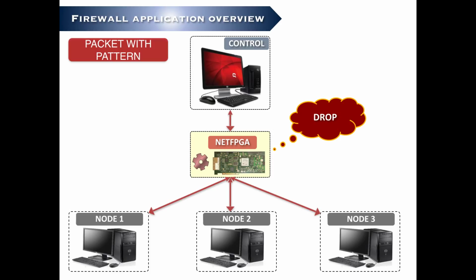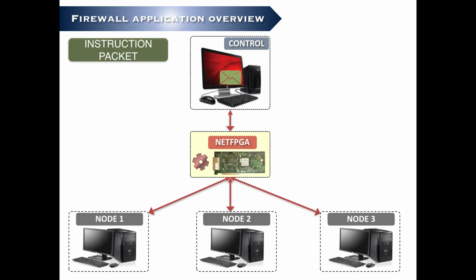And let's assume another packet with a pattern coming from node 1, and let's assume right now node 1 is unknown to the NetFPGA. It will reroute this packet to the control node up there, and then the control node will decide whether node 1 is to be put in a good list or a bad list. And then an instruction packet is generated in the control node and is sent to NetFPGA to update our hardware accelerator to put node 1 in either the good list or the bad list.